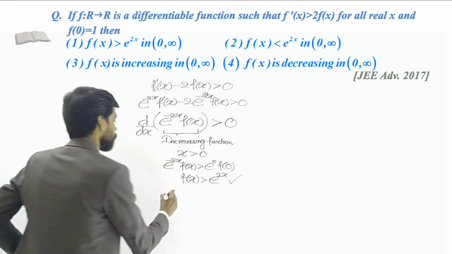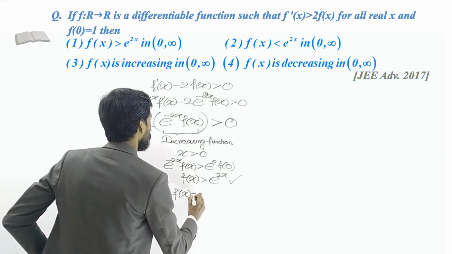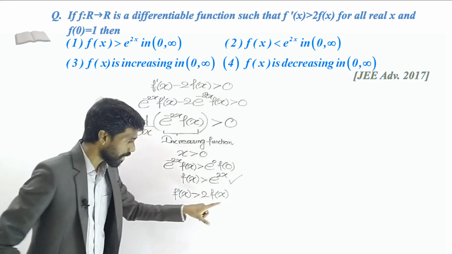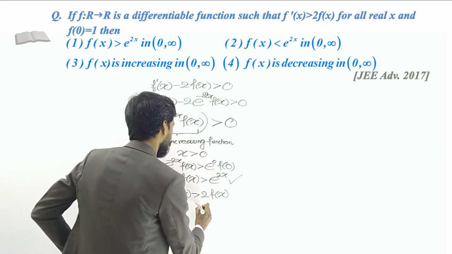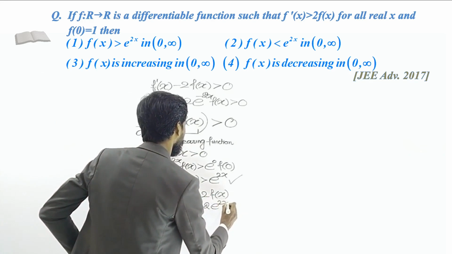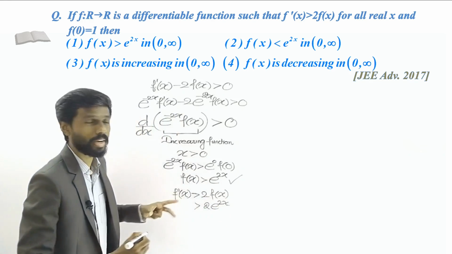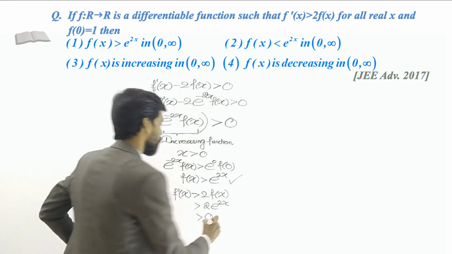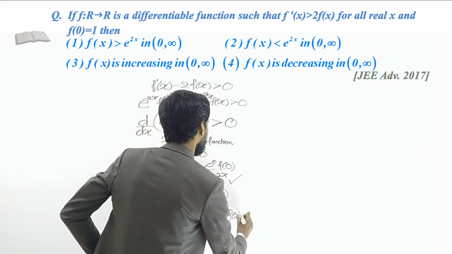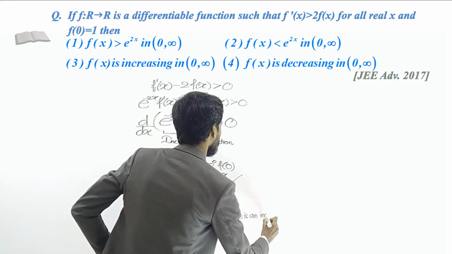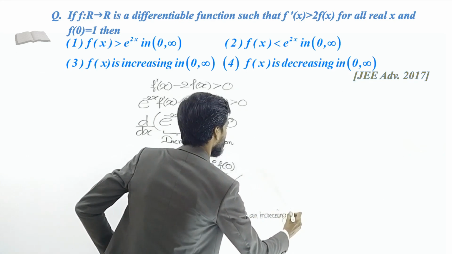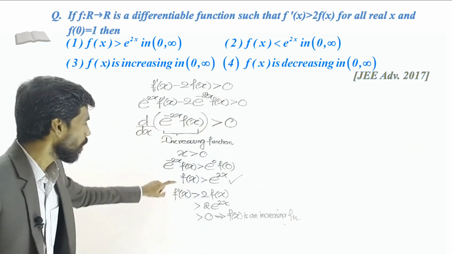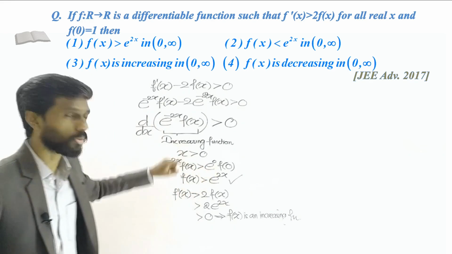And also, what is f dash of x? It is given that f dash of x is greater than 2 f of x. But f of x is greater than e to the power 2x. That means f dash of x is greater than 2e to the power 2x. Right? But e to the power 2x is always a positive value. So the whole value is greater than 0. So f dash of x is greater than 0. So that means we can also conclude that f of x is an increasing function. That is also one of the options given. So f of x is an increasing function, and also f of x is greater than e to the power 2x for positive values of x, right? So that's it.